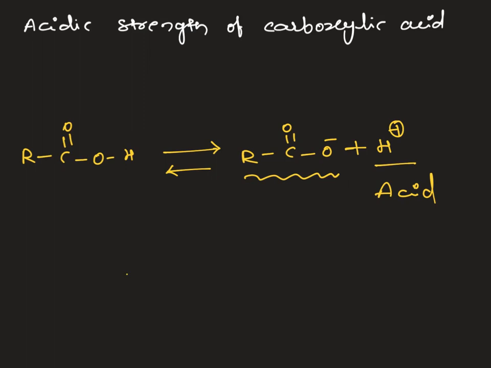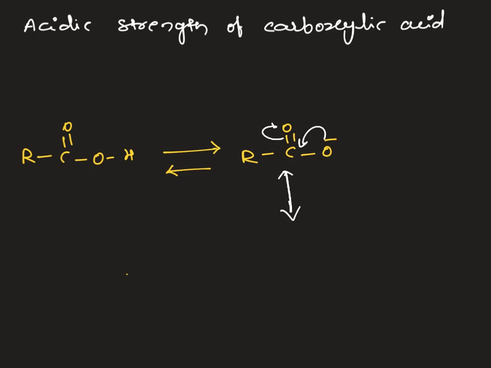Here, the carboxylate ion formed in this process is stabilized by resonance. If I take a resonating structure of this carboxylate ion, this negative charge will be delocalized in this fashion, which forms O minus and C double bond. These two are resonating structures of the carboxylate ion.